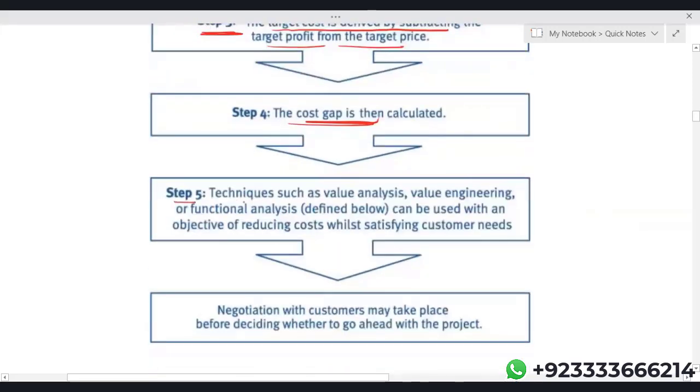Then is the last step. Techniques such as value analysis, we will discuss, don't worry. Value engineering or functional analysis can be used with an objective of reducing cost gap while satisfying customer needs. So students, please don't forget these five steps.